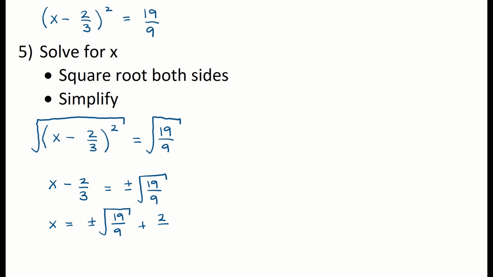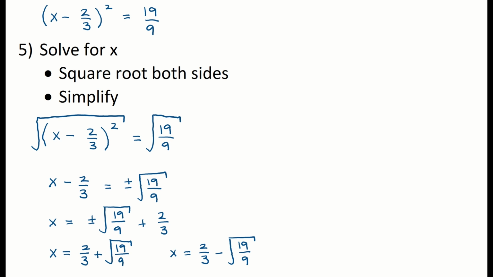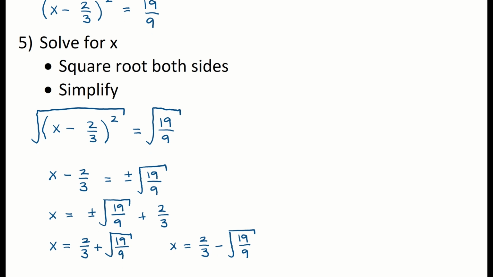plus 2/3. So our final answer for our two roots of this equation is x is equal to 2/3 plus the square root of 19 over 9, and x is equal to 2/3 minus the square root of 19 over 9. Let's use this process to solve one more question.